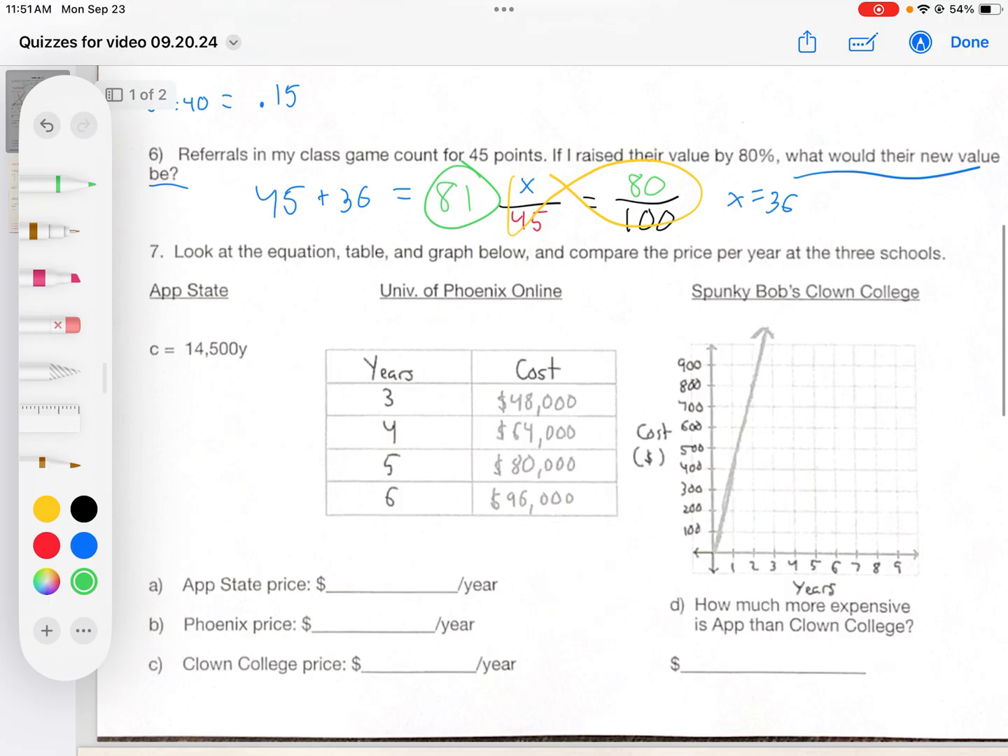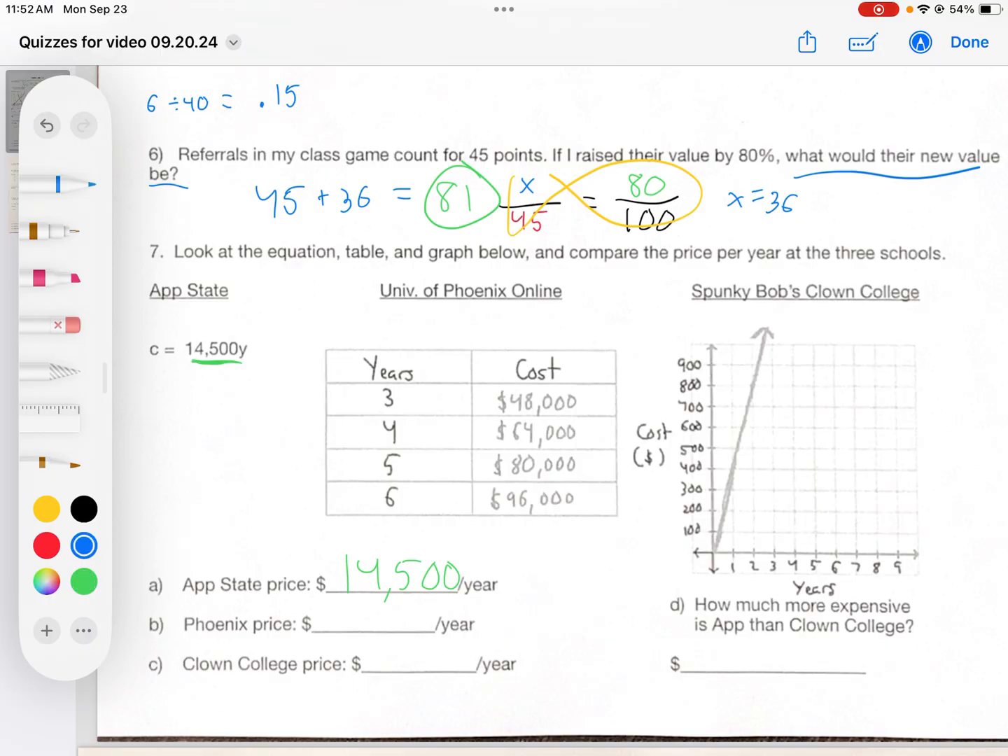And then 7 comes in 4 parts. Each of those parts was worth 10 points. You basically just had to look at a table, an equation, and a graph and get the constant from each of those and do just one more thing with it. Number 7, App State, our constant is right there. There were several people who overthought this. But if the cost is $14,500 per year, that's what the equation means, then that is our constant, that is our price, that is our answer for part A.